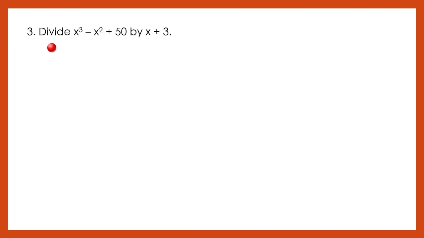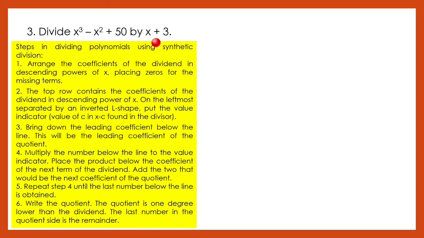Okay, example 3. Divide x cubed minus x squared plus 50 by x plus 3. Ang una natin, arrange natin yung coefficients ng dividend. Dapat ay descending power: x cubed and then x squared. Kung mapapansin nyo, walang x, so mag-i-insert tayo ng 0. We have x cubed minus x squared plus 50. Wala yung variable na x, i-insertan natin ng 0. So, we have 1, then negative 1, and then 0, plus 50.